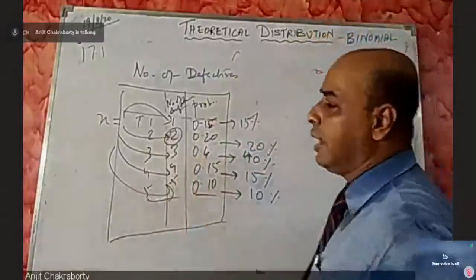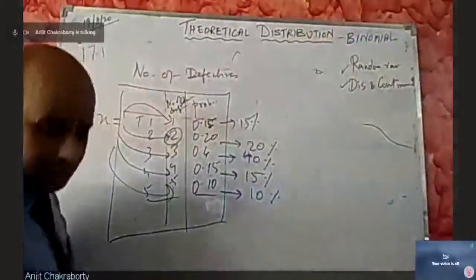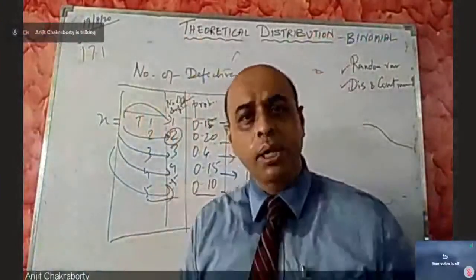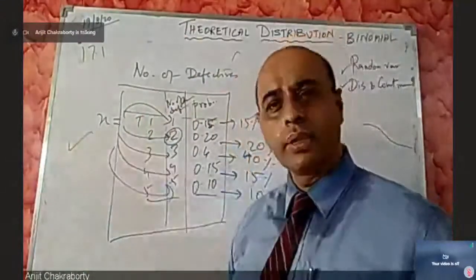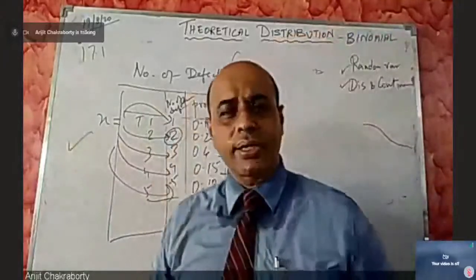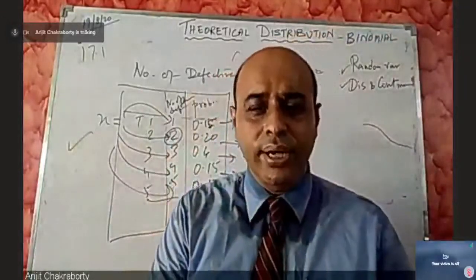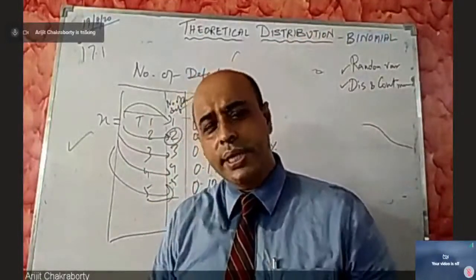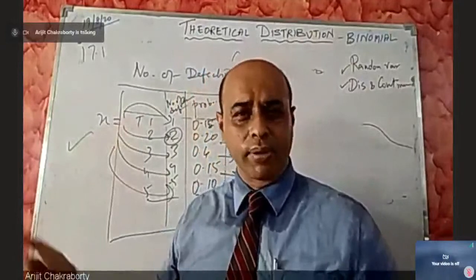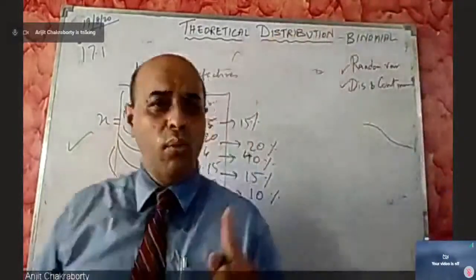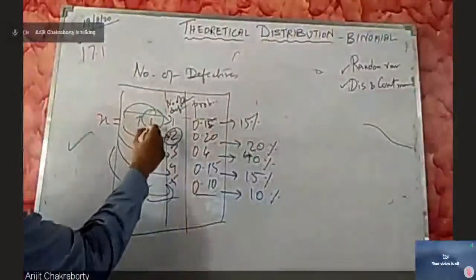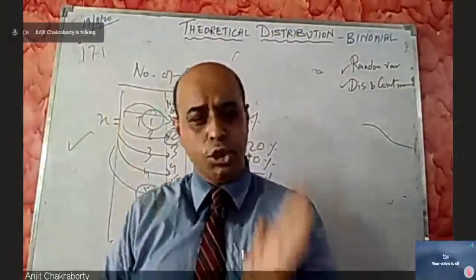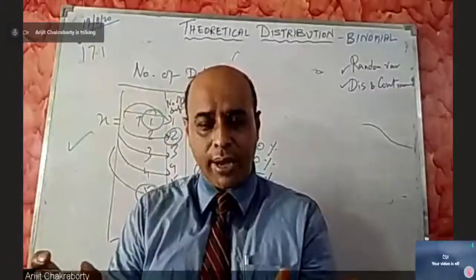So here you see number of defectives. Is it a random variable? Is the number of defectives an example of a random variable? Yes. Is the number of defectives a discrete random variable, or is it a continuous random variable? Dear friends, it is a discrete random variable. I have taken a range, x is 1, that is the minimum number of defectives is 1, maximum is 5. So it's a defined range. 1 is the minimum, 5 is the maximum.